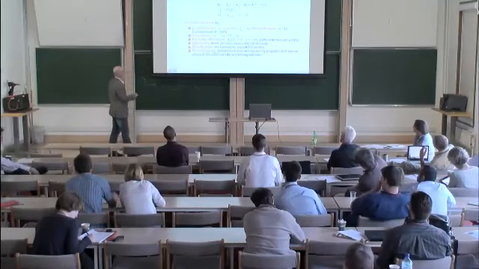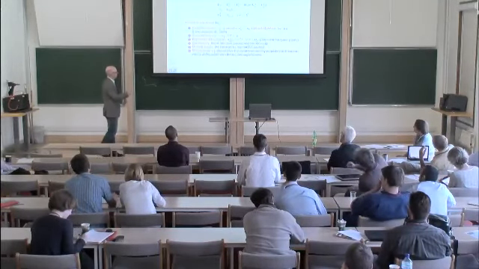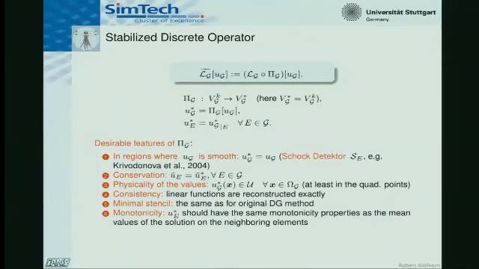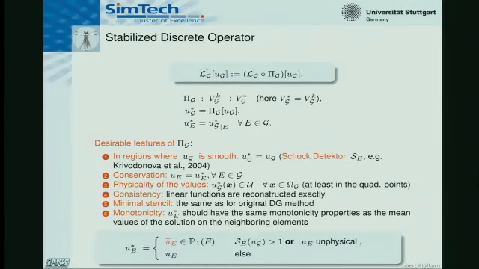And of course, monotonicity. So the reconstructed or the stabilized solution should have the same monotonicity properties as the mean value on the neighboring cells. So basically, as the first order solution. And then, what you do to get the stabilized solution: once you detected that you're somehow in trouble or your solution seems to be unphysical, you reconstruct a new solution which is at most linear. Otherwise, you just go along with the DG solution you already had. So that's basically how it works.